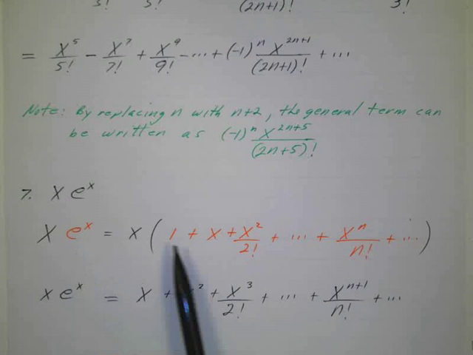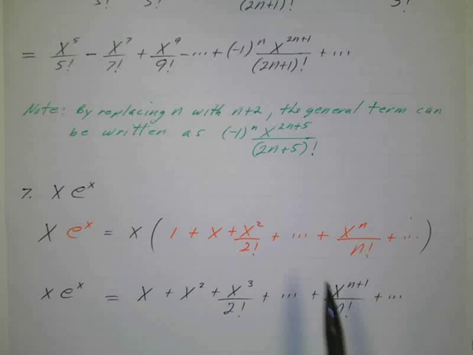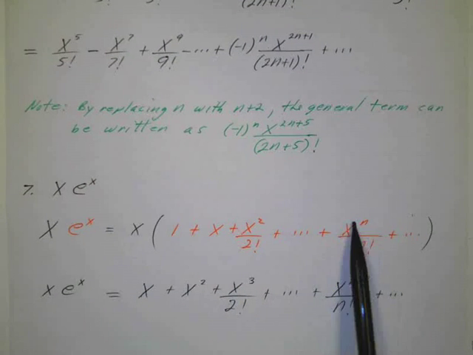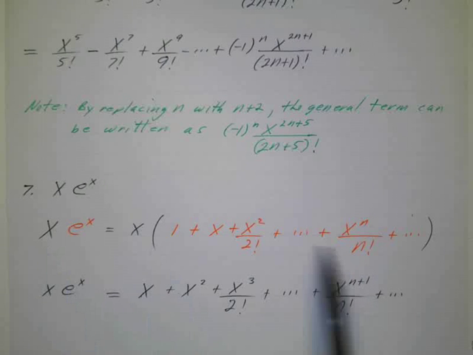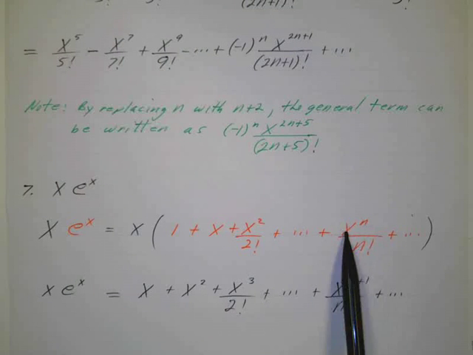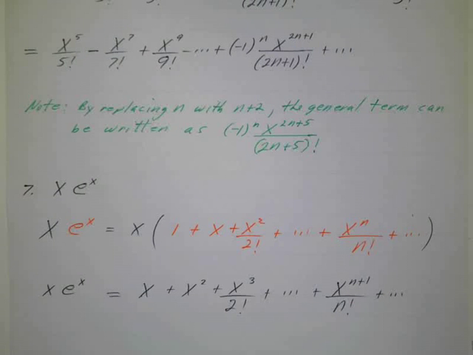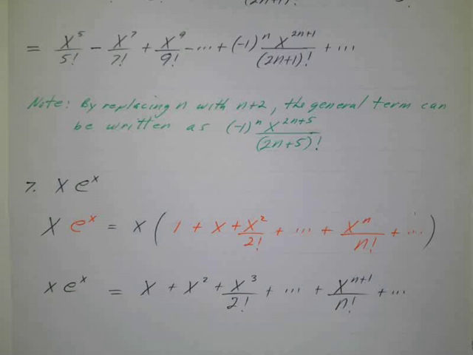So this is my e to the x series: 1 plus x plus x squared over 2 factorial, x to the third over 3 factorial, etc., x to the n over n factorial. Then if I multiply everything by x, this becomes x squared, x cubed, and if I multiply x to the n times x, that becomes x to the n plus 1. So there's your new series, so that was pretty easy.